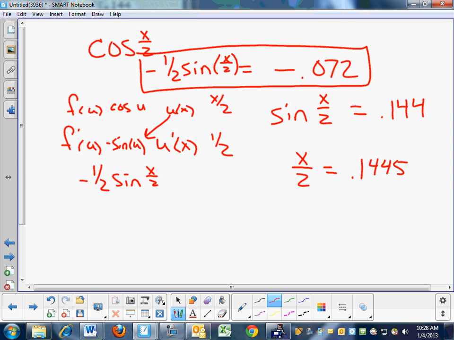Oh, how is the derivative of this 1/2? Because you have 1/2 x. That's x over 2.